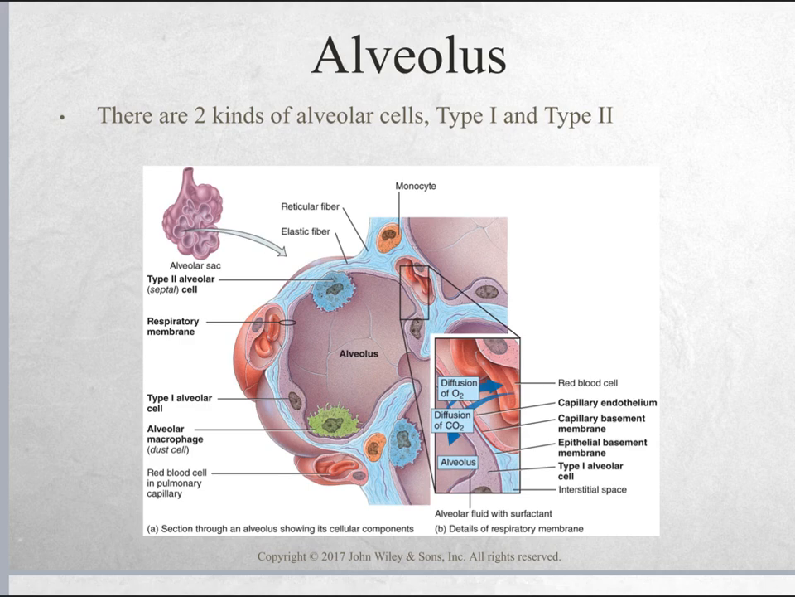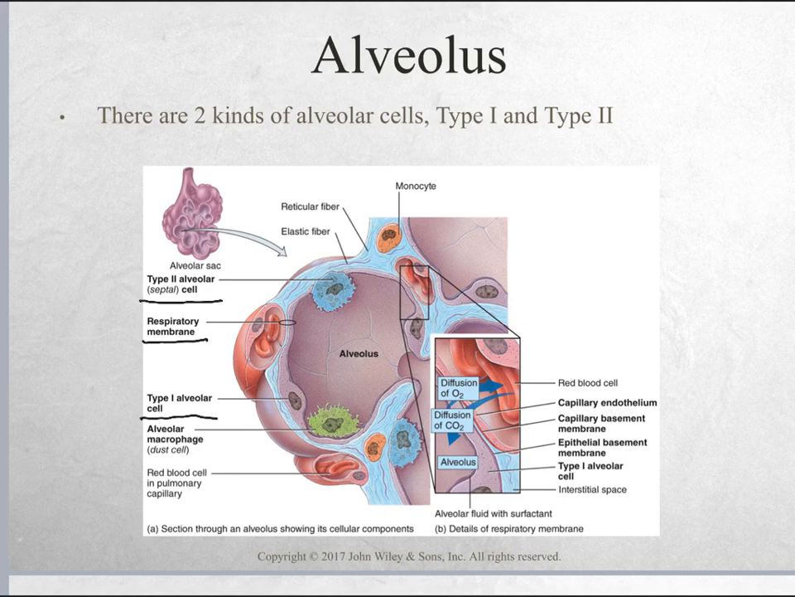If we look here, our type 2 alveolar cell, they're also called septal cells. Their job is super important. They're going to make something called a surfactant, and we'll talk about what that is in a little bit. So hang tight. We have a respiratory membrane as we work our way down. We'll talk about why that's important and why it has to be somewhat elastic.